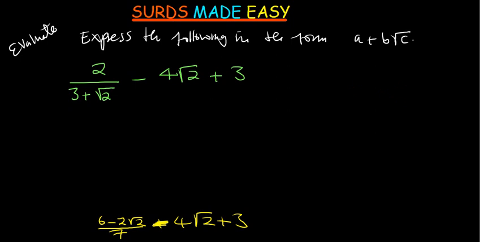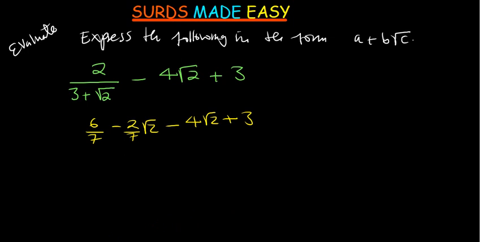And then we are going to now split this. The 7 applies to 6 and also to 2 root 2. So it will be 6 over 7 minus 2 over 7 root 2. And then we have got negative 4 root 2 and then plus 3. Like that. Then from here now we can put like terms together. Constants first: we've got 6 over 7. We are going to bring a 3 with it. And then we are going to have negative 2 over 7 root 2 minus 4 root 2.